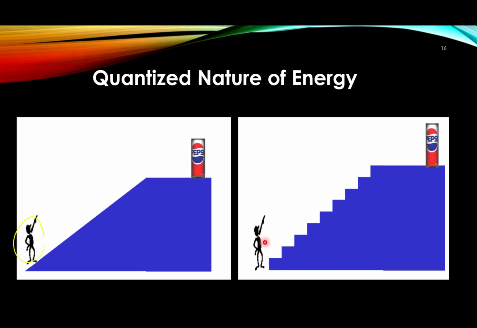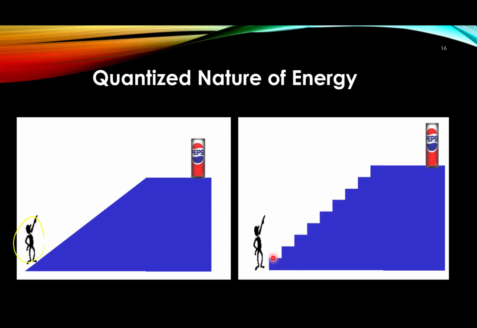That means for this guy to get to that can of Pepsi, you cannot just jump to step 5 and then go get it. It has to go from step 1 to step 2 to step 3 to step 4, step 5, step 6, and so on. That's exactly the same thing when we talk about energy, and the fact that the energy levels of all atoms are quantized. That means to go from one step to another, it has to go through all the steps.